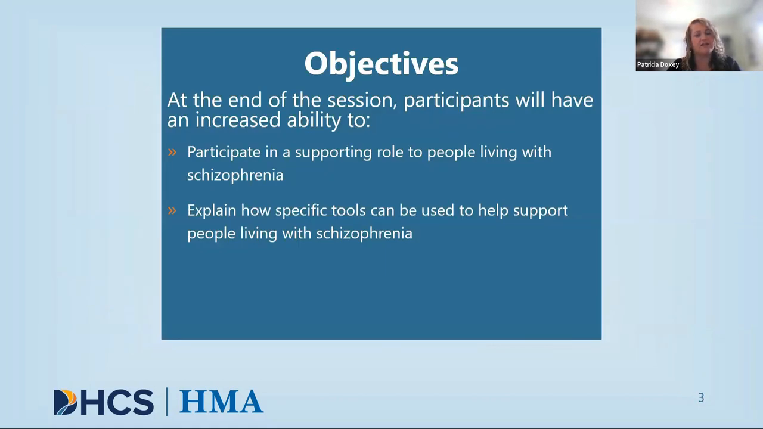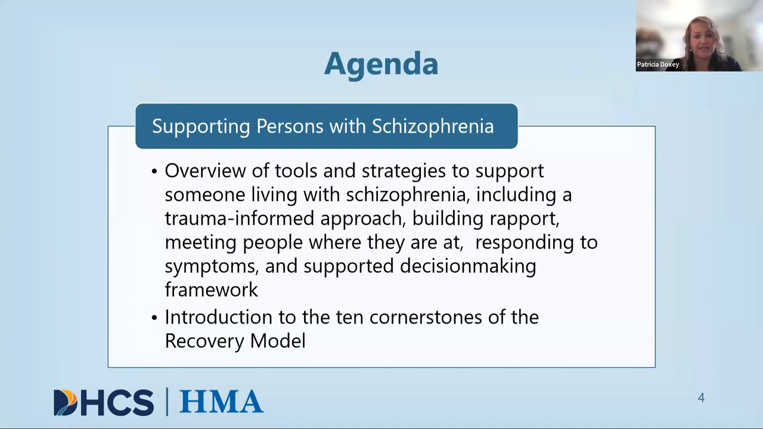So the goal is that at the end of the session, you should have an increased ability to participate in a supporting role to people living with schizophrenia. That could be as a volunteer supporter in the CARE Act process, but it could also just be as a friend, as a colleague, as a peer, as a family member, in better understanding how you can support them. And then also, you should have an increased ability to explain specific tools that can be used to help support people with schizophrenia. So let's go through our agenda today.